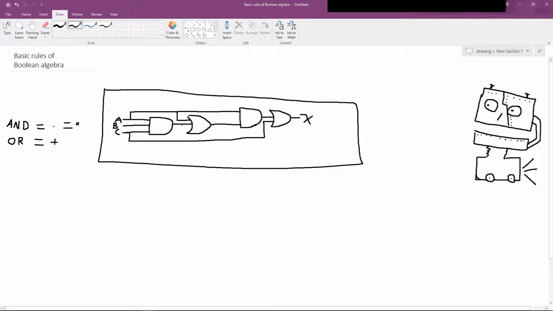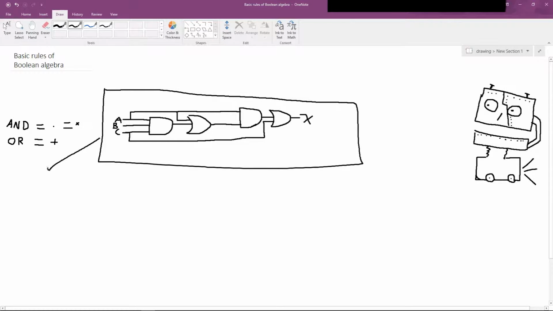So in order to write this as an equation, we'll first need to translate these gates or operators to math language. So AND will be represented by a multiplication sign or a product, while the OR gate will be represented by a plus sign.